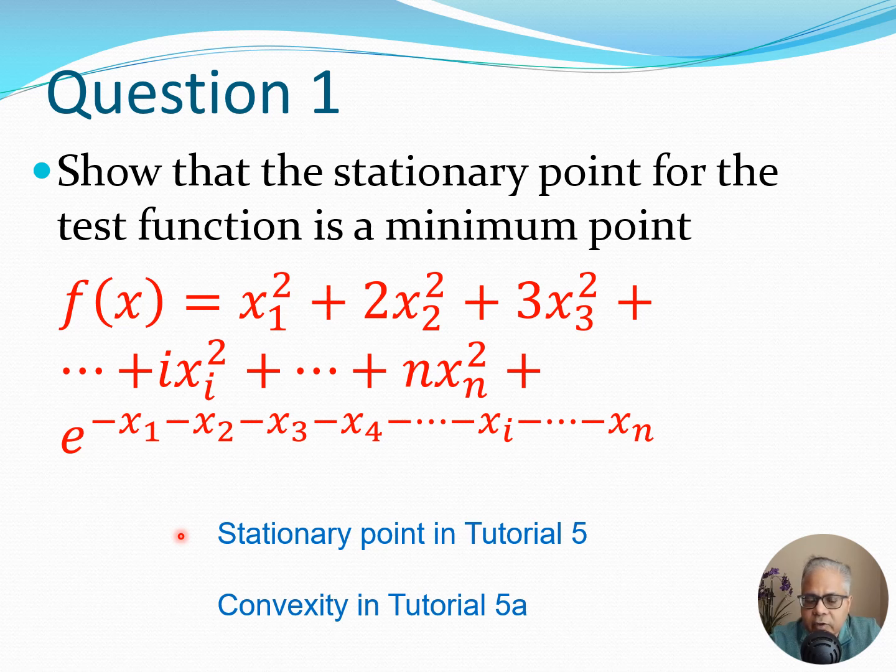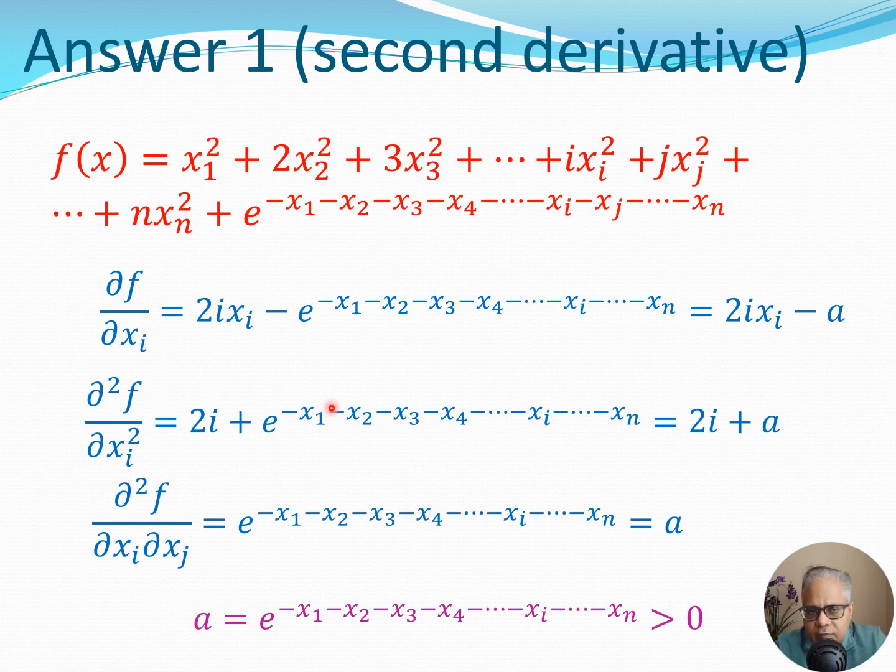And today we are going to look at the sufficient conditions for the stationary point of this function being a minimum point. Now if you are interested in the stationary point, look at tutorial 5 for that, and look at tutorial 5a for proof of convexity of this function. So we start with this function here, and of course we know that if we want to show that this particular function has a stationary point which is a minimum point, we need to find out the Hessian of this particular function and check if it's positive definite or not.